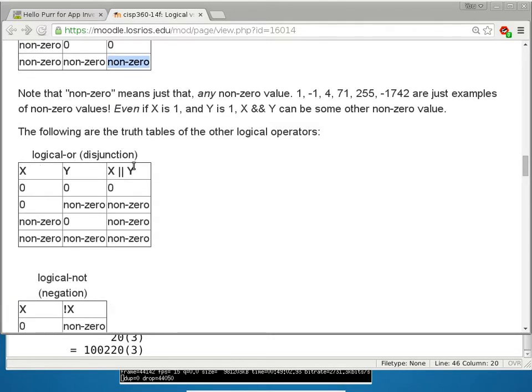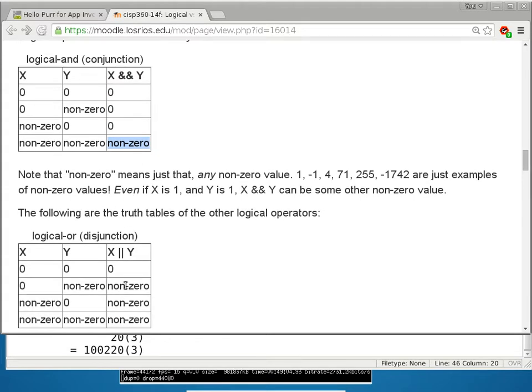This one is for disjunction. When you look at disjunction, it's kind of like the flip side of conjunction. The only time you can end up with a 0 is when both sides of the disjunction are zeros. For all other cases, the result of a disjunction is non-zero or true. Are we still doing okay so far at this point?